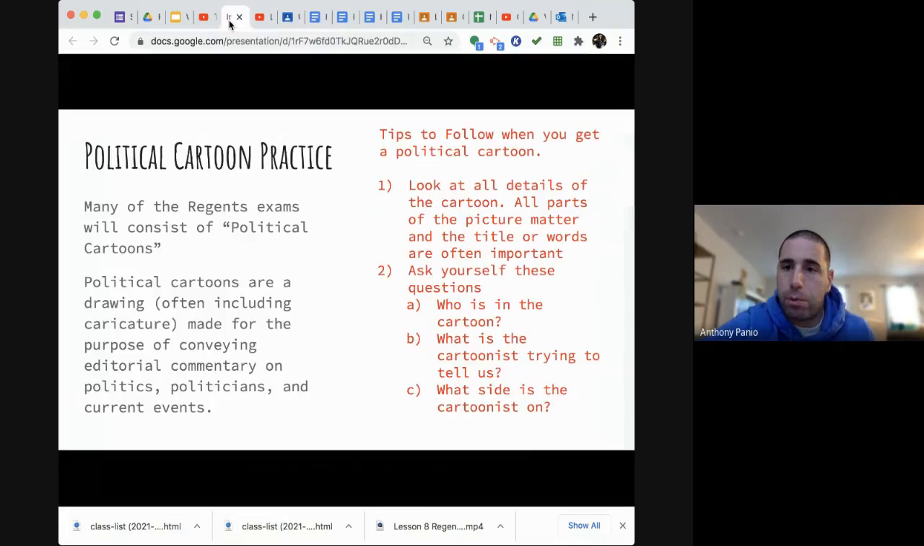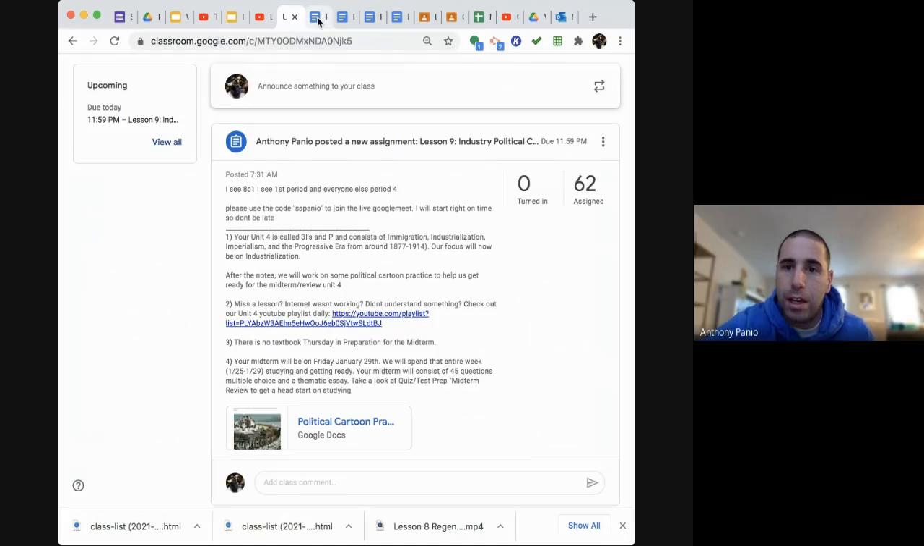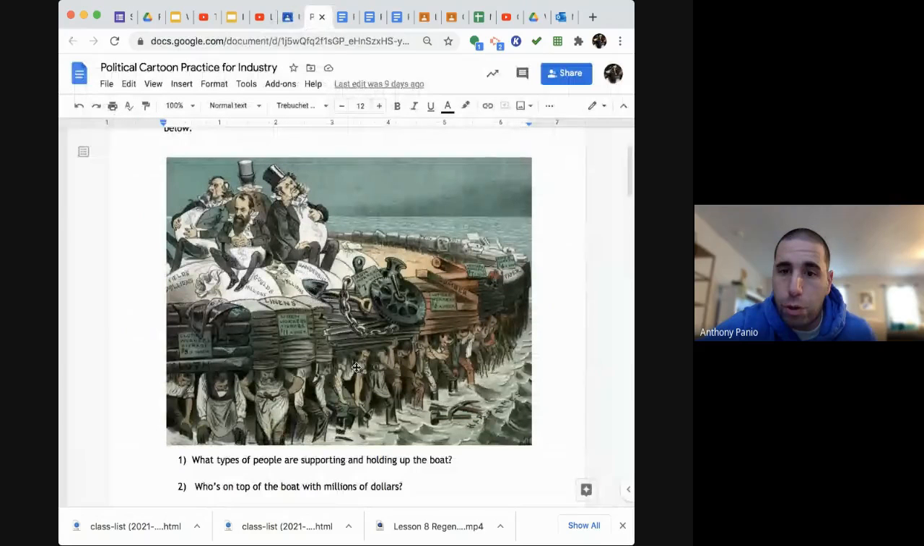Okay, what's the next question? What is the cartoonist trying to tell us? Well, I think the cartoonist is trying to tell us that the people here are the ones holding up the boat, holding up the raft. They're the ones doing everything to make these people rich and happy, to be on top of the raft and to be floating and be okay.